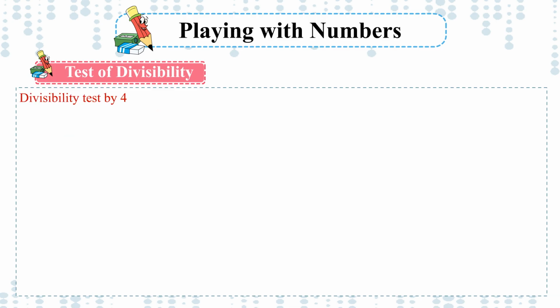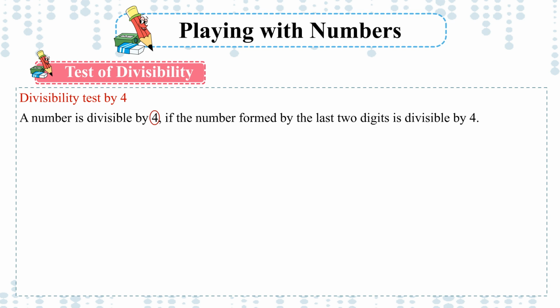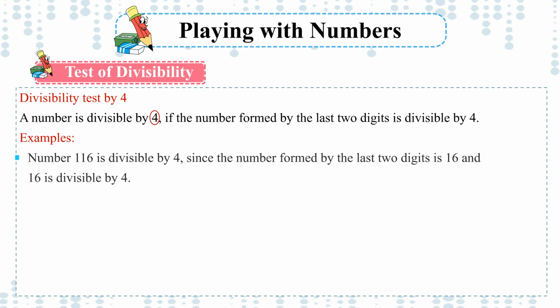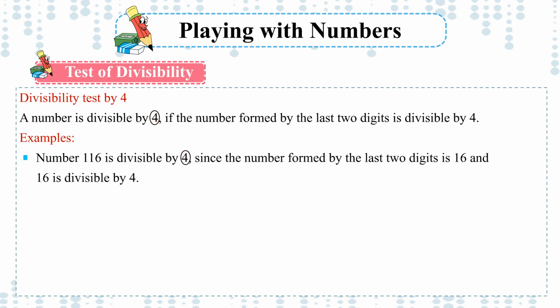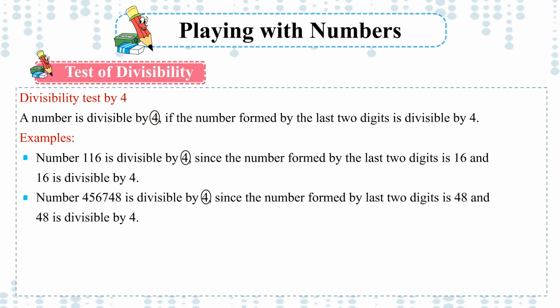Divisibility test by 4. A number is divisible by 4 if the number formed by the last two digits is divisible by 4. Examples. Number 116 is divisible by 4 since the number formed by the last two digits is 16 and 16 is divisible by 4. Number 4,56,748 is divisible by 4 since the number formed by the last two digits is 48 and 48 is divisible by 4.